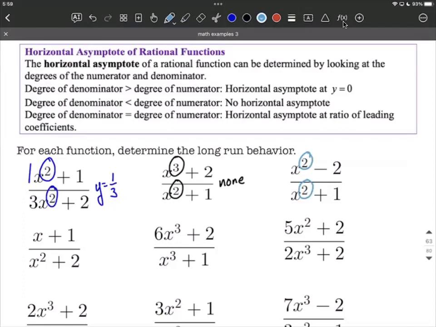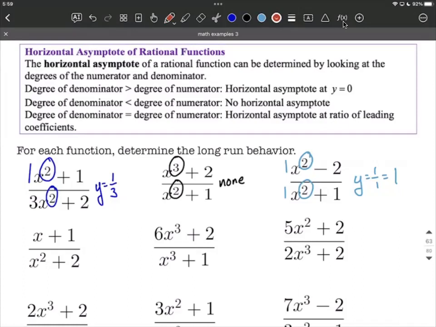All right, moving along here, the next one we have 2 over 2. Again, this goes back to they're equal, so we're going with the bottom rule, the ratio of leading coefficients. In this case, they have these 1s hanging out in front. We just have to know they're there. So it's y equals 1 over 1, and 1 over 1 is y equals 1.